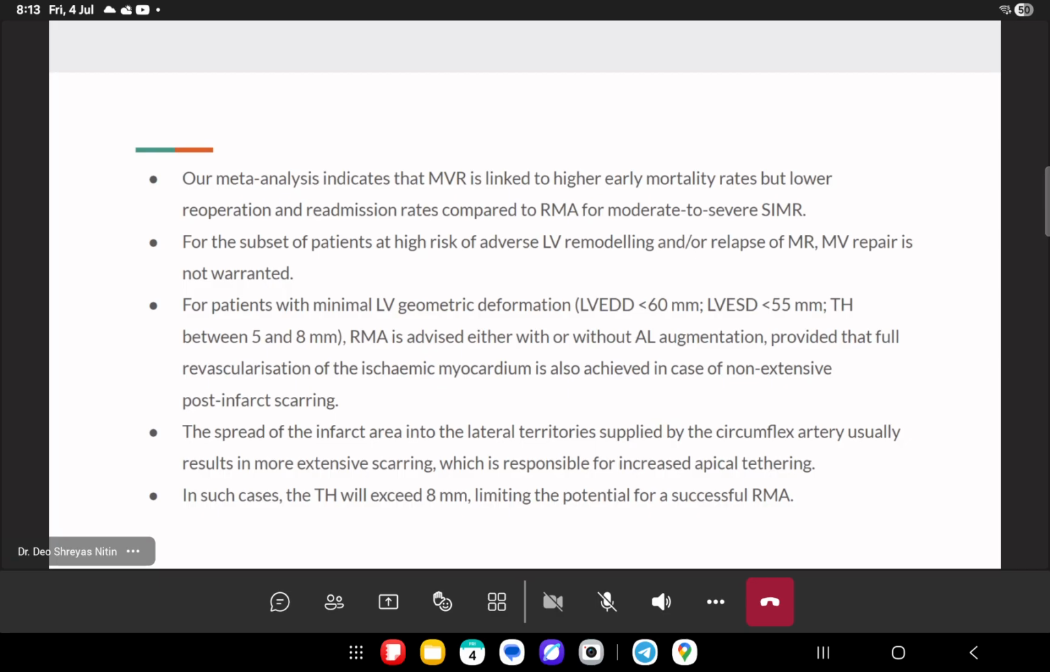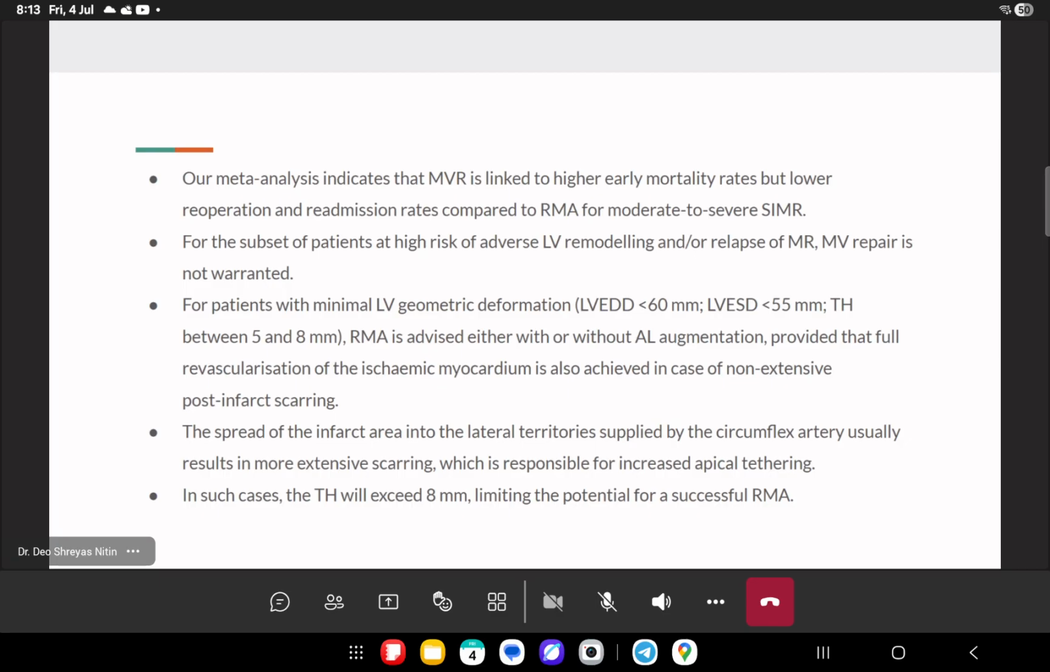For the subset of patients at high risk of adverse left ventricle remodeling or relapse of mitral regurgitation, mitral repair is not warranted. For patients with minimal LV geometric deformation, LV EDD less than 60 and LV ESD less than 55, tenting height between 5 to 8 mm, restricted mitral annuloplasty is advised either with or without anterolateral augmentation, provided that full revascularization of the ischemic myocardium is also achieved in case of extensive post-infarct scarring.